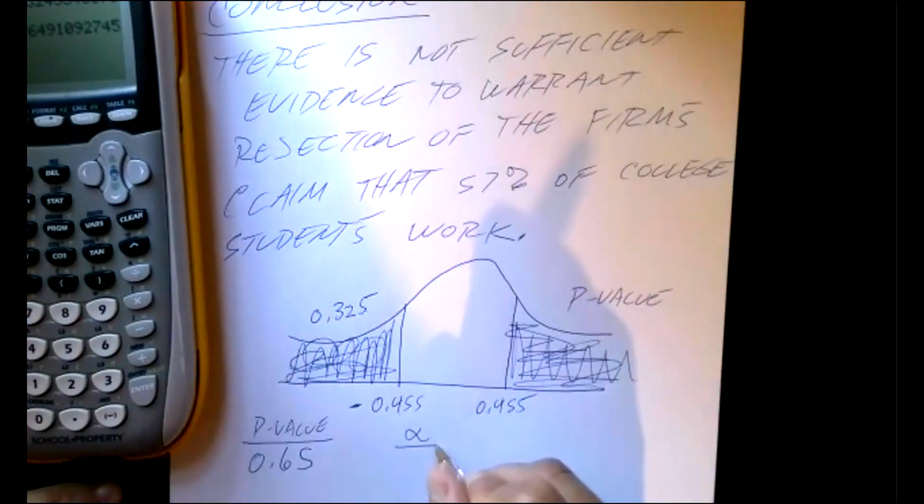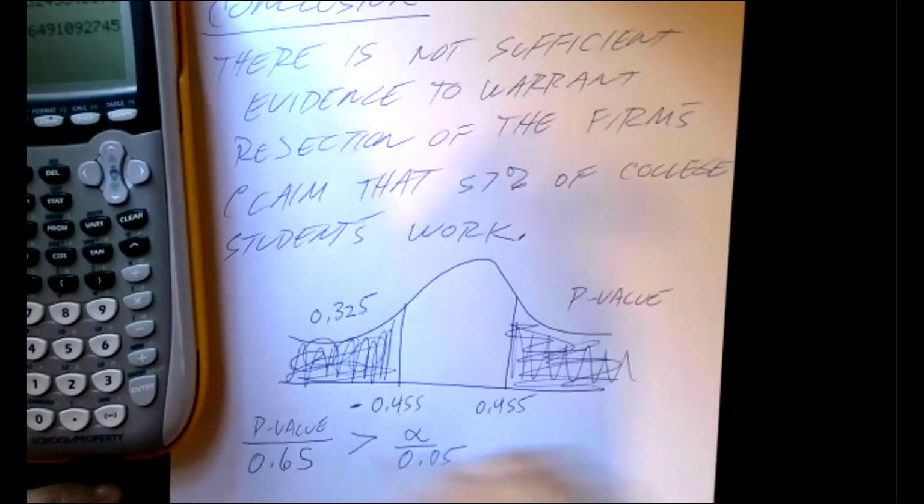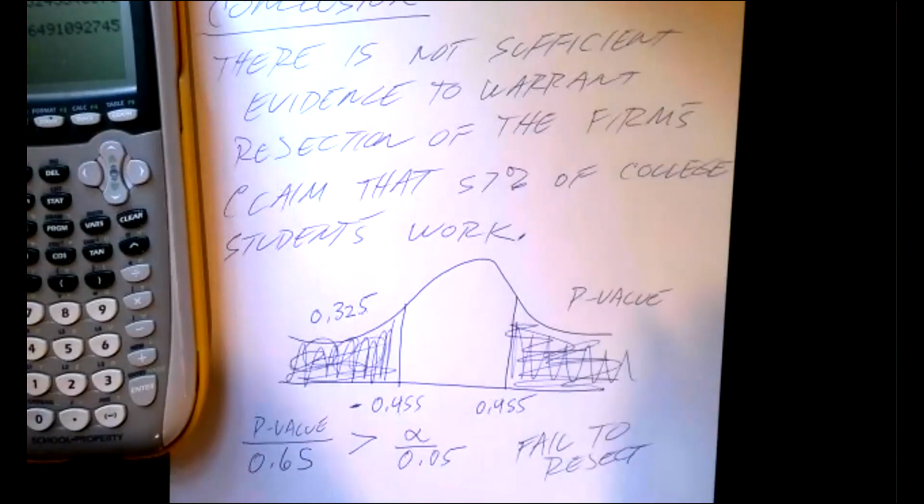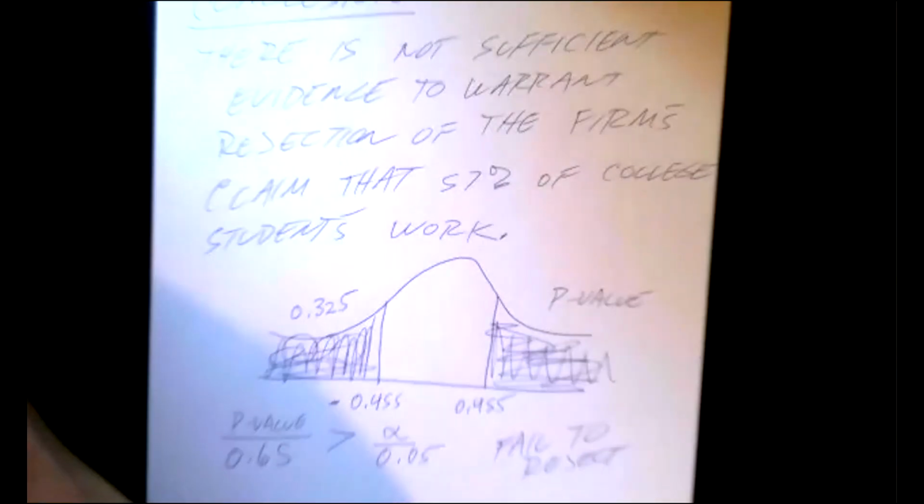The alpha value was 0.05. This is definitely greater. We would still fail to reject. Okay, what's left?